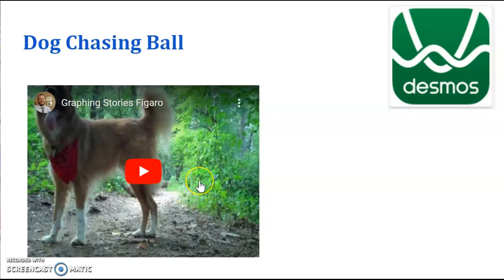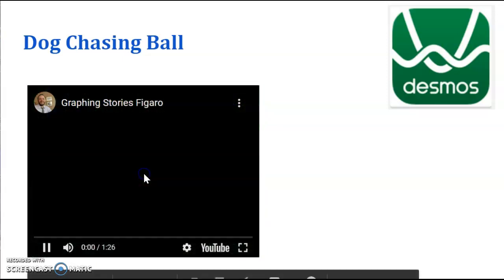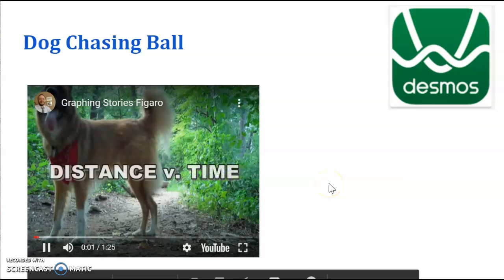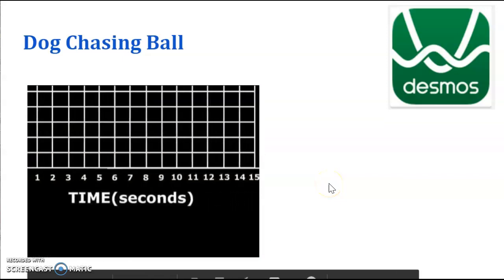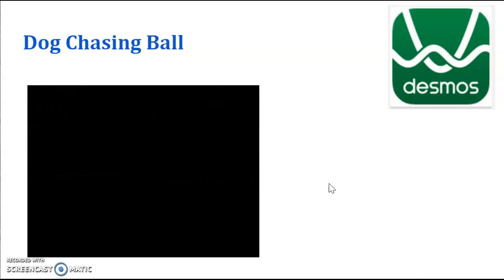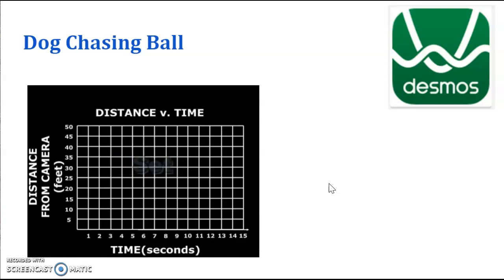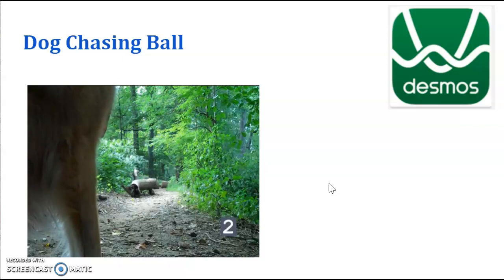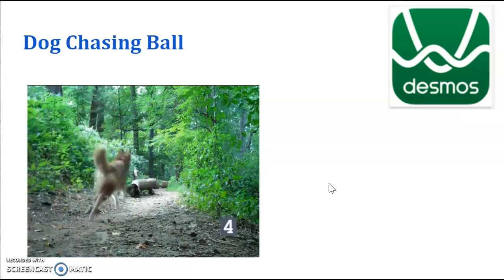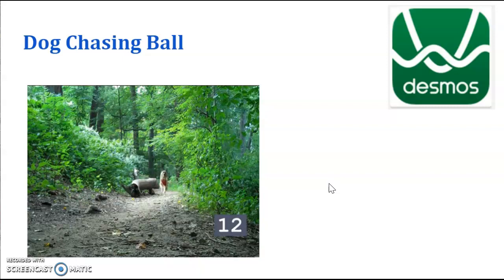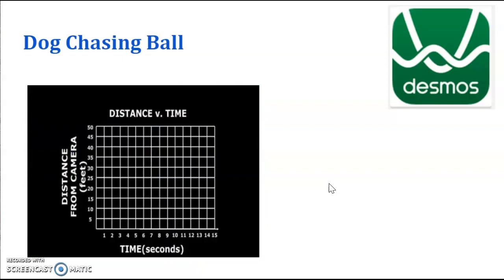So we're going to watch the video together first time. So the input is time and the output is distance from the camera. So it's going to be a distance versus time graph. And he is staying put until about 4 seconds, and then he starts running, finds the ball, and then starts running back. There we go. All right, so here it is.